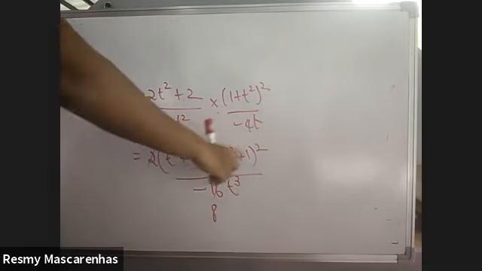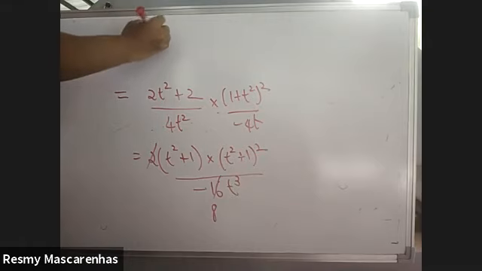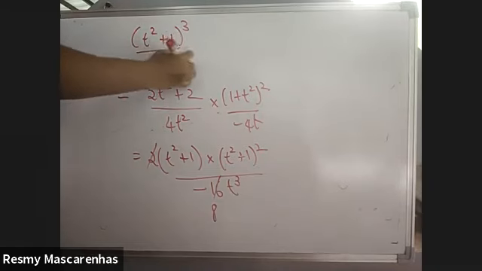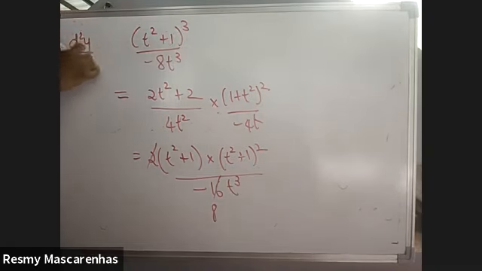So t square plus 1 into t square plus 1 will give you t square plus 1 the whole cube upon. So this is your actual answer. And now put the value of t equal to 2. How much are you getting? Has anyone found it?